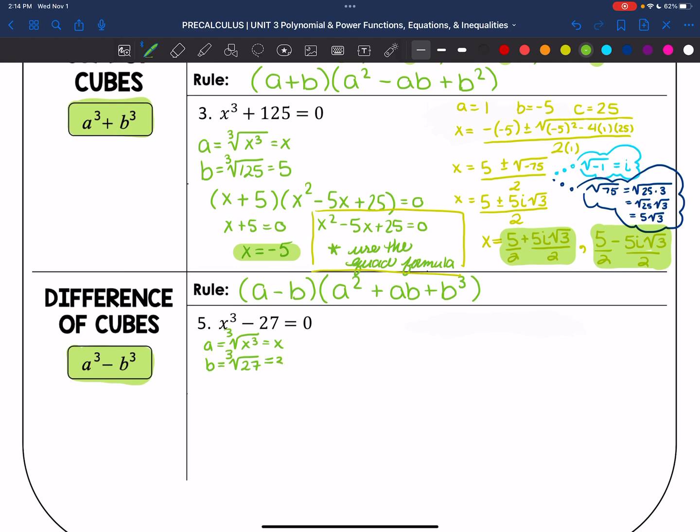That is 3. Okay, so now use your pattern. We're going to have our a value, which is x, minus our b value, which is 3. Then we're going to take our a value and square it. Add to that the product of a and b, so that's 3x. And add to that your b squared, so that's 3 squared, which is 9. We're solving, so we want to let each of these equal 0. That's our zero product property.